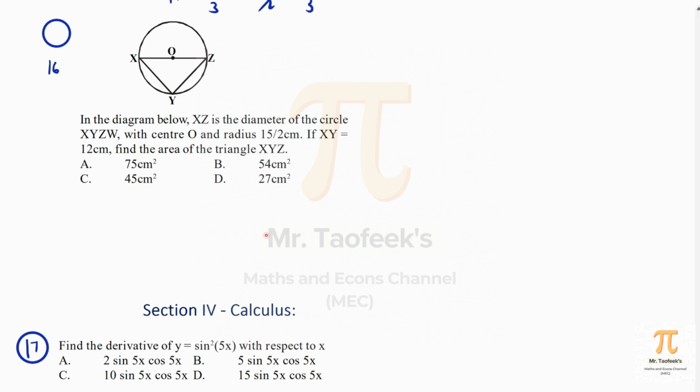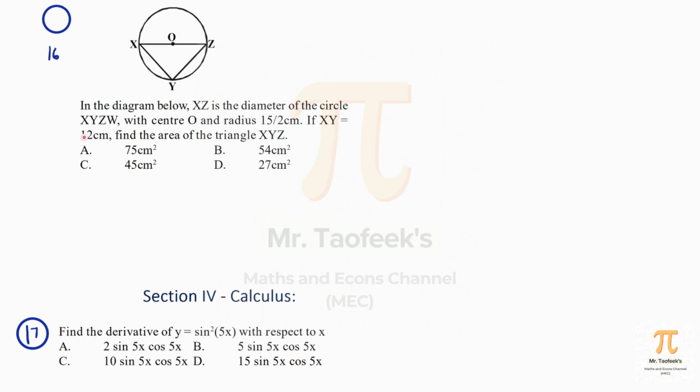In the diagram below, XZ is the diameter of a circle XYZW, with center O and a radius of 5/2 centimeters. So the radius, which is from here to here, is 5/2 centimeters. If XY is 12 centimeters, find the area of the triangle XYZ.